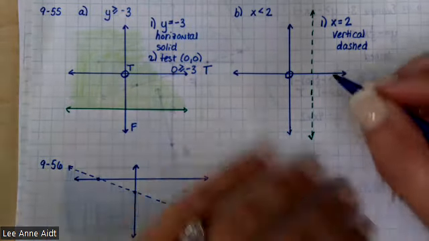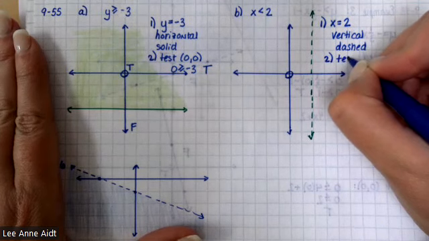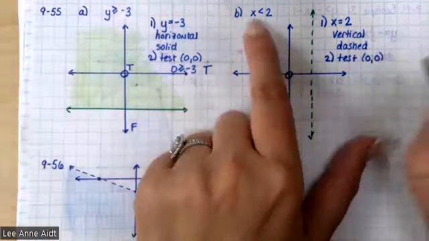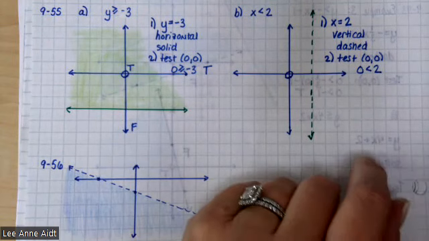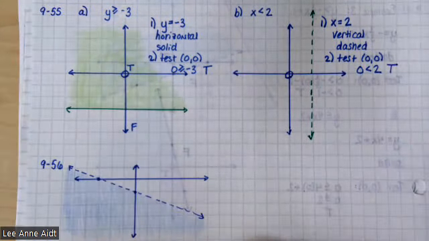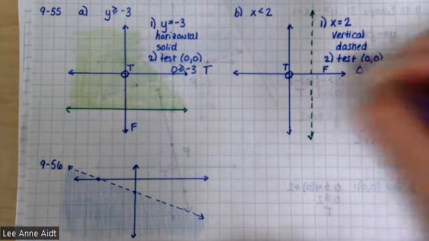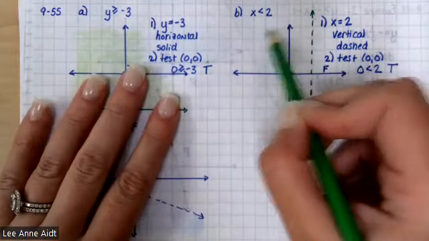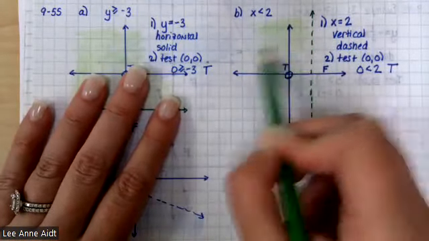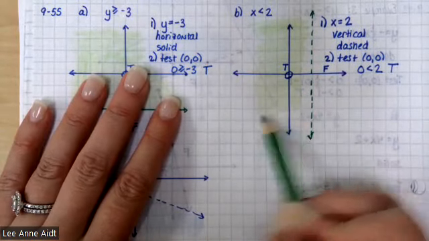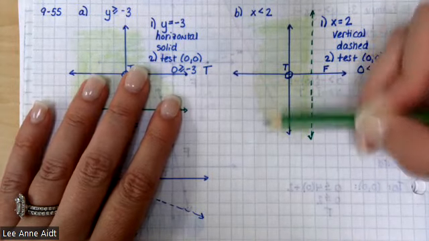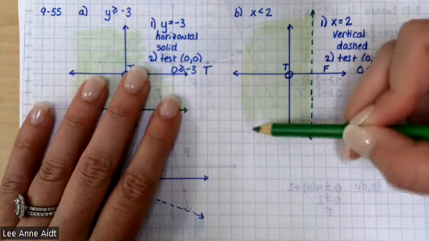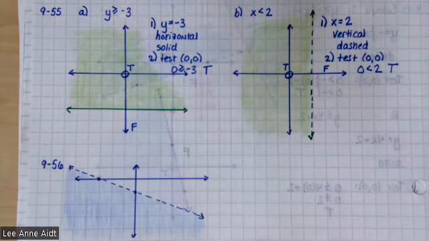Okay, now I'm going to test the origin again. It's going to feel weird though, because you're only going to plug in the x is 0. All right, those are done.